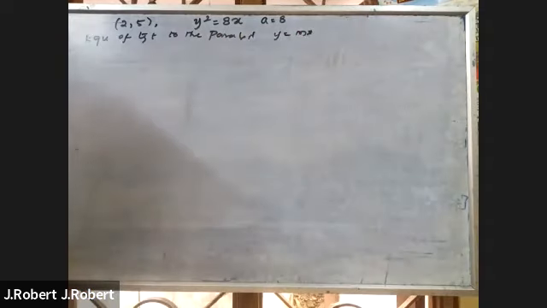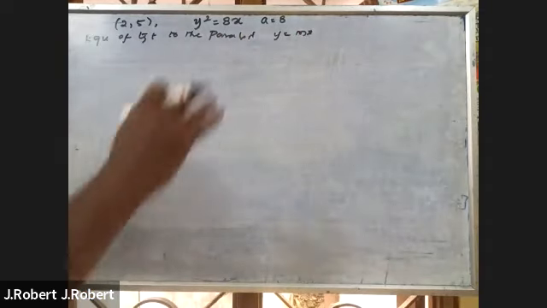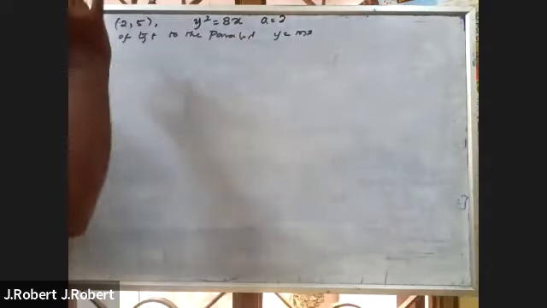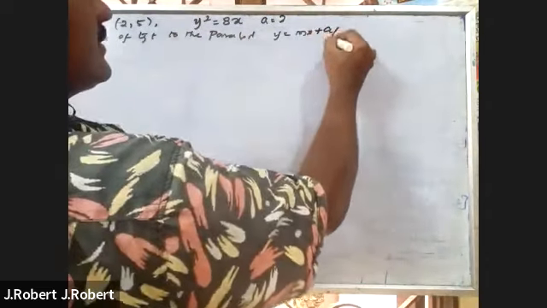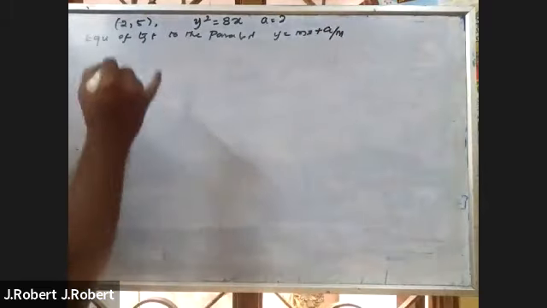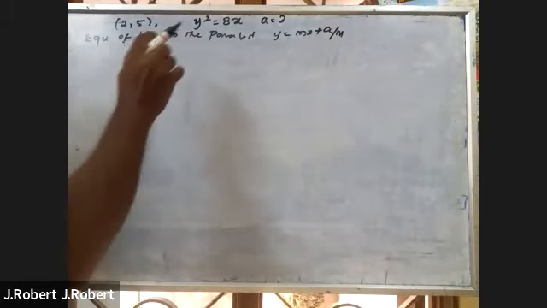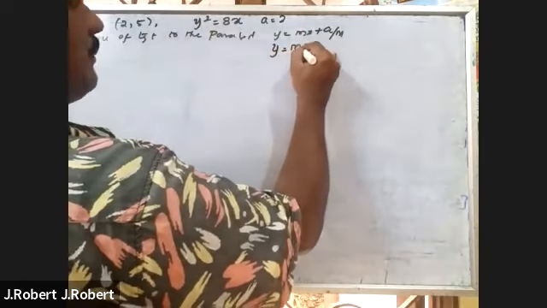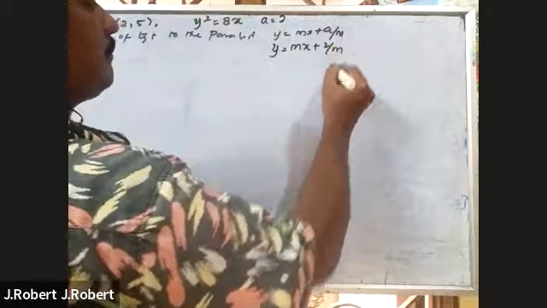Sorry, a is equal to 2, thank you. So y equals mx plus c. But for a parabola, we can write this as a by m. Now the value of a is 2. Therefore I can say y equals mx plus 2 by m.